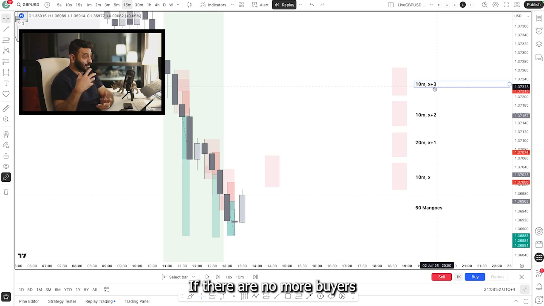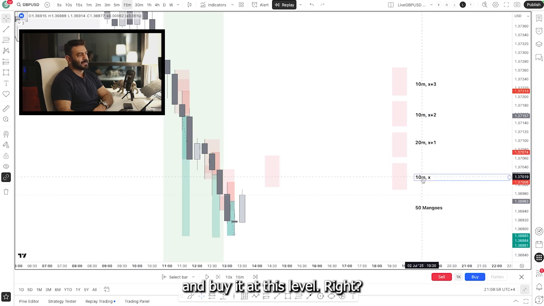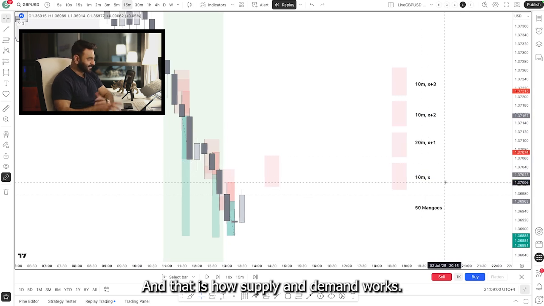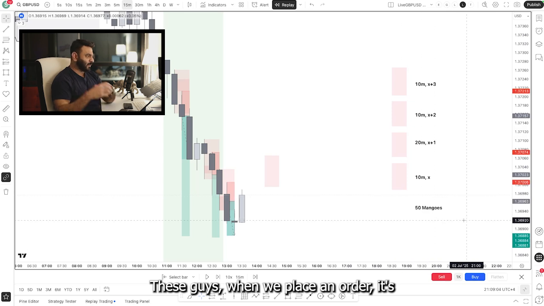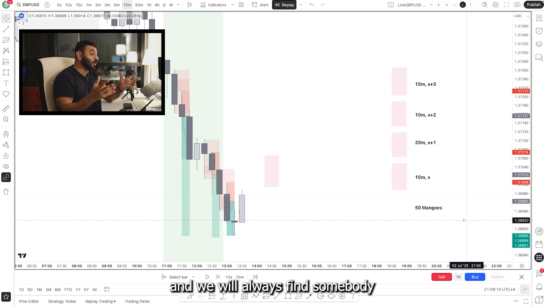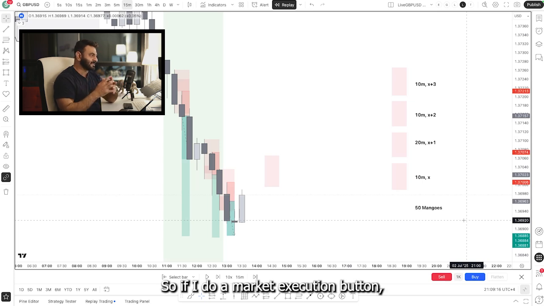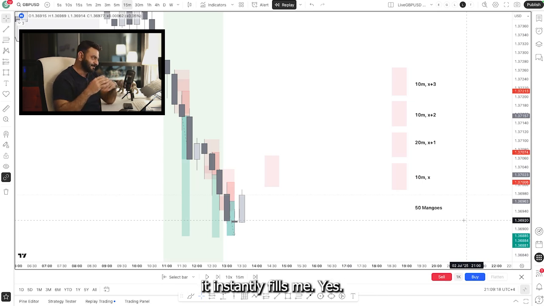Now, if there are no more buyers in the market, this price will drop for new buyers to come in and buy at this level, right? And that is how supply and demand works. When we place an order, it's an instant fill, right? Because we are retail traders and we will always find somebody on the other side of the trade to instantly fill us in at the price that we want to be in. So if I do a market execution, it instantly fills me in, yes?